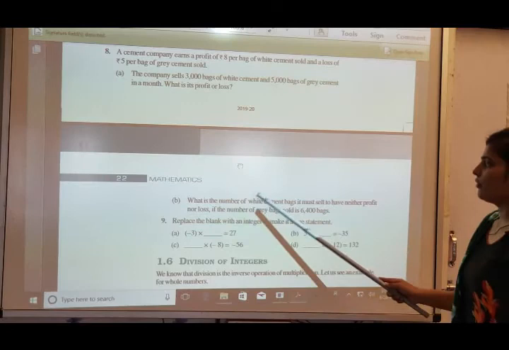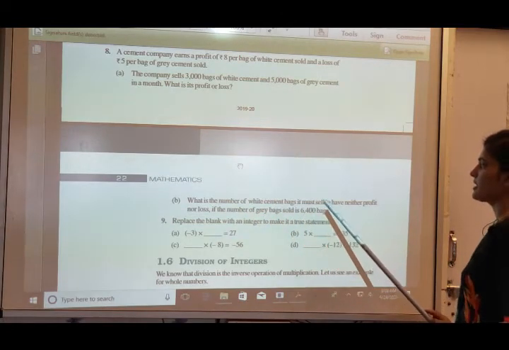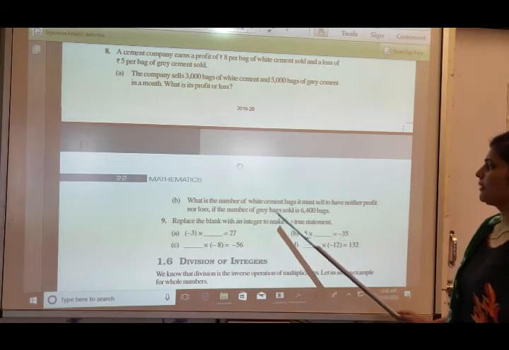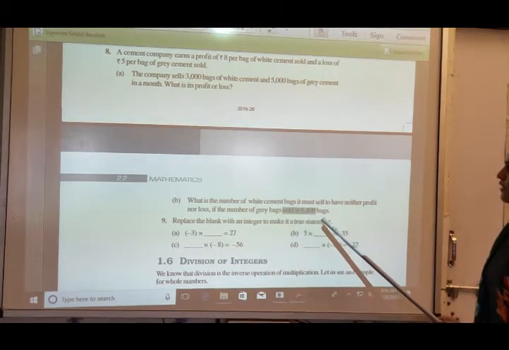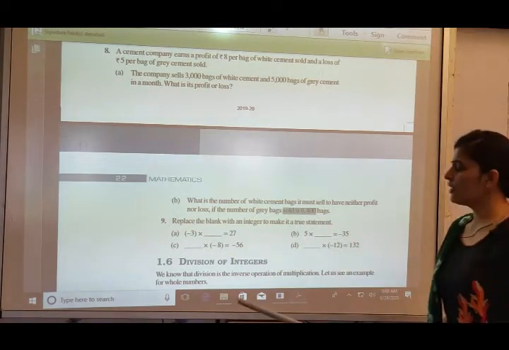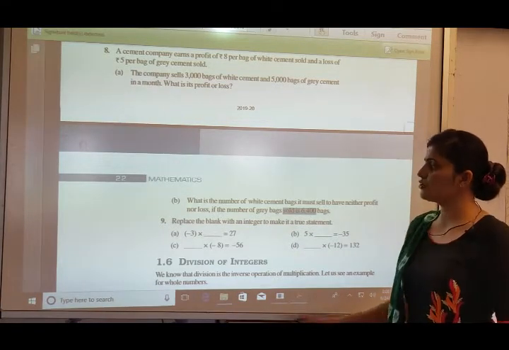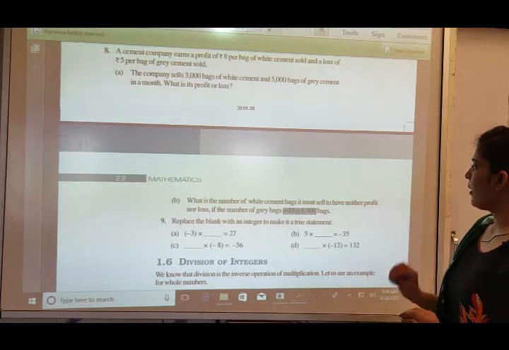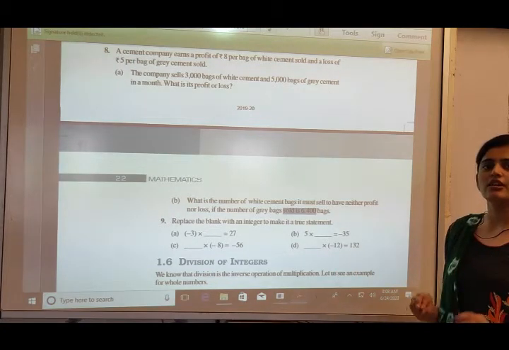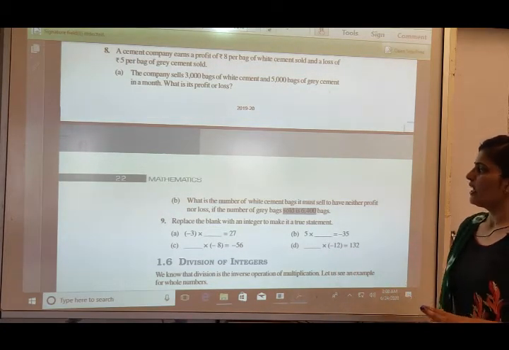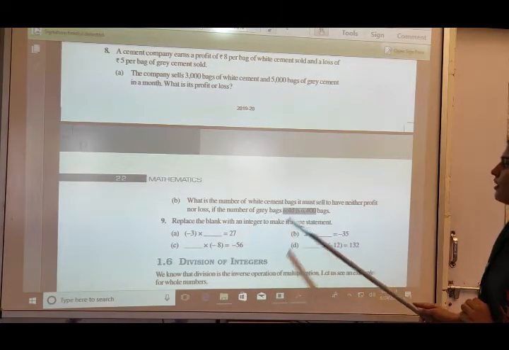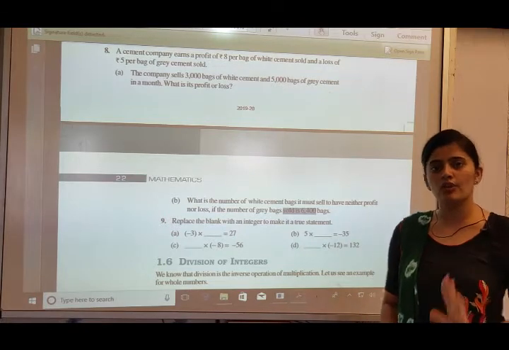What is the number of white cement bags it must sell to have neither profit nor loss if the number of grey bags sold is 6,400 bags? Now here the condition is given that there should be neither loss nor profit. That means that the amount of loss should be equal to the amount of profit. And here another thing is given that the number of grey bags sold are 6,400 bags.